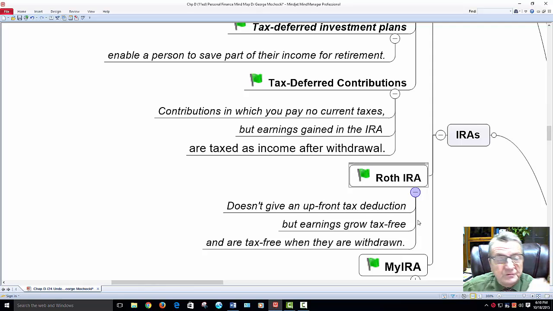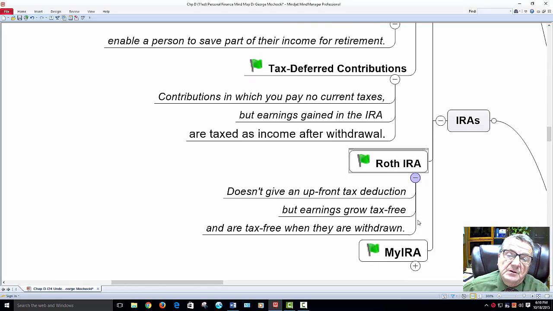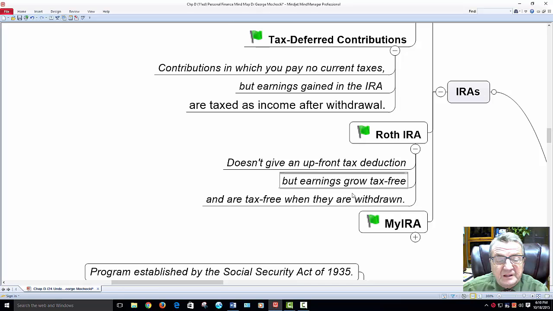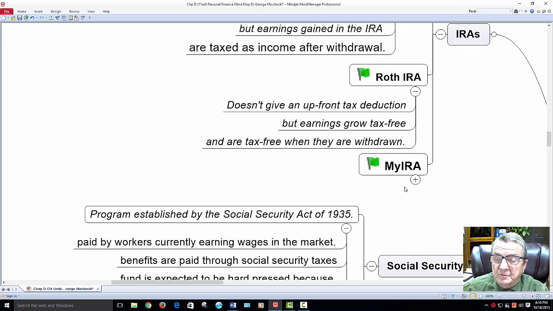Instead of waiting for taxes, you tax the money now and you put it in retirement. So when you take it out, when you retire, because you figure you're going to be very wealthy anyway, that money's not taxed because you already paid it at a lower tax rate. Hopefully, unless they change the tax rate. Earnings grow tax-free and are tax-free when they are withdrawn.